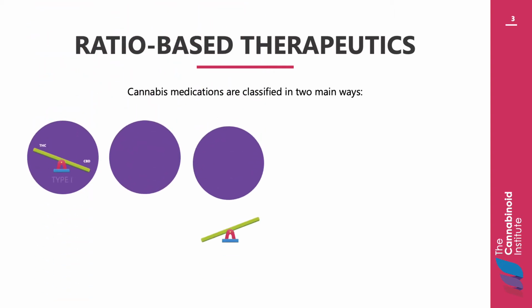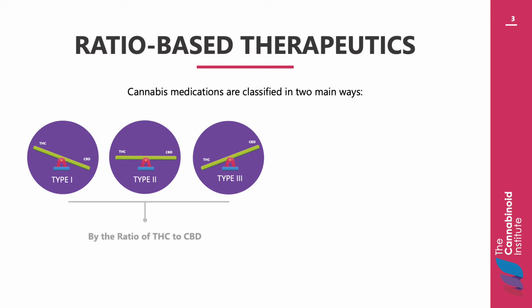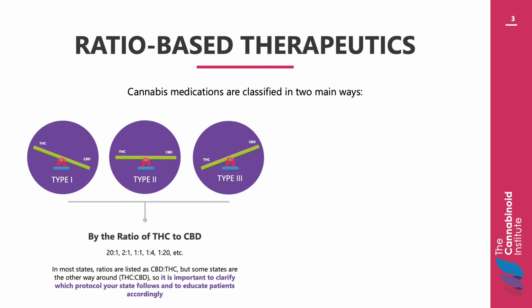The first is by the ratio of THC to CBD found in the medication. In most states, ratios are listed in the order of CBD to THC, but several states list ratios the other way around as THC to CBD, so it is important to clarify which protocol your local state follows and to educate patients accordingly. People do frequently travel, so it is also important to let patients know that these ratios and what they indicate may change based upon where they are purchasing their cannabis medication.